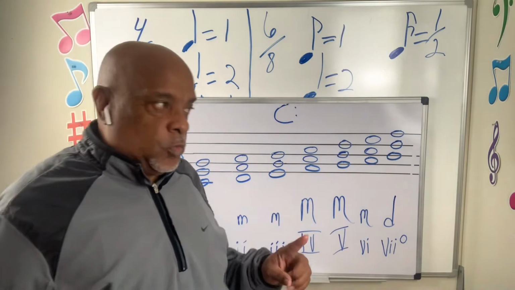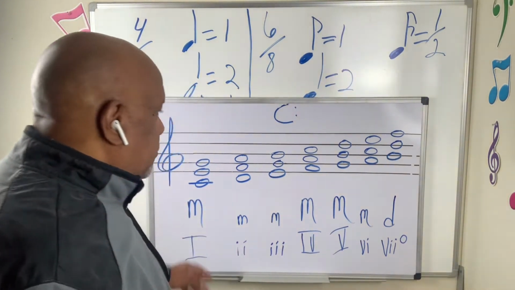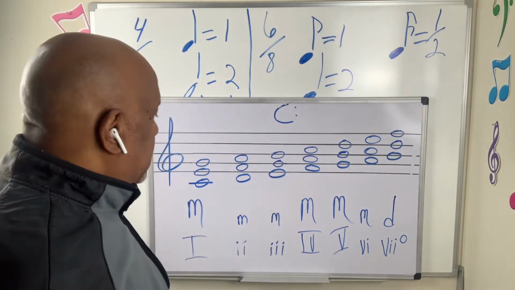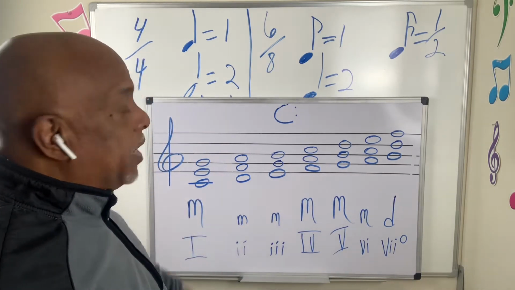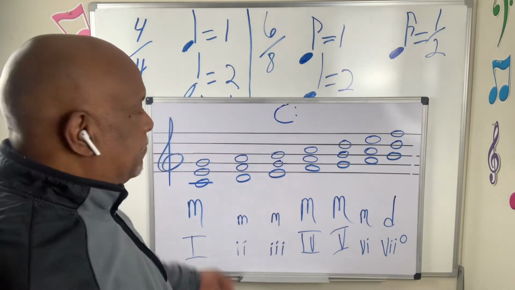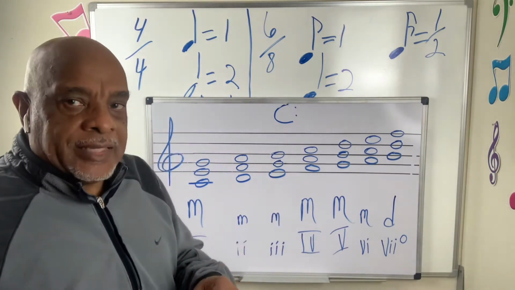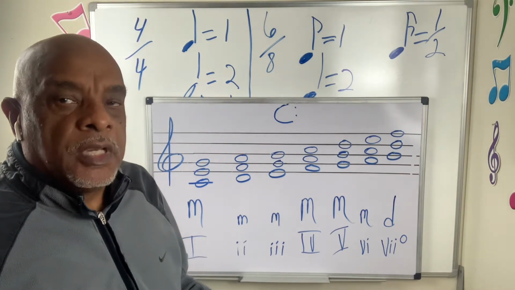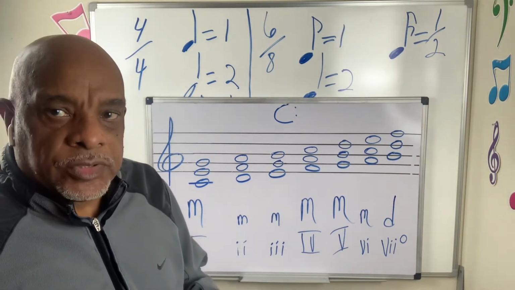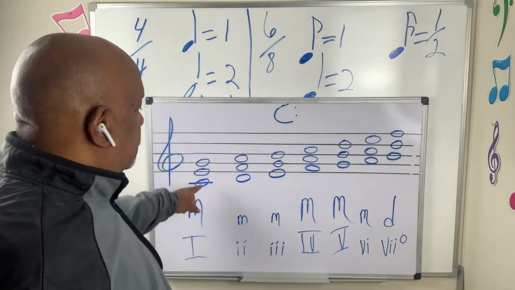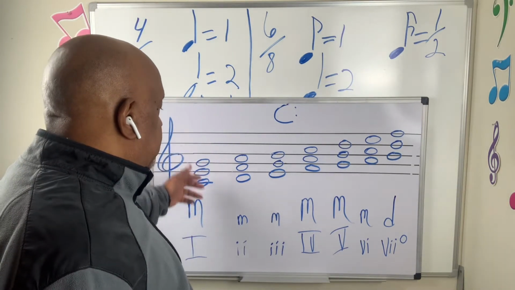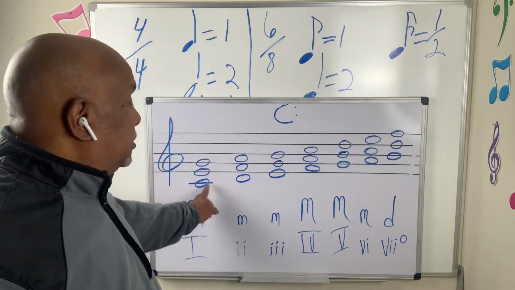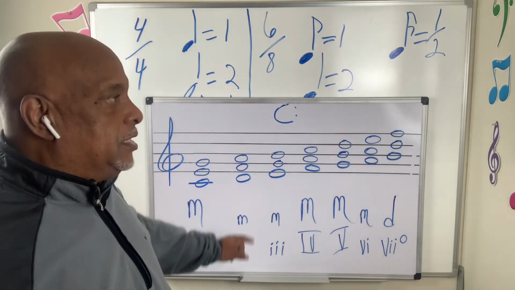Now, just as a quick review, we have our C scale. The first one is a major chord, 1, 3, 5. Remember that triads are built in thirds. So the third up from C is E, and the third up from E is G. That's a major chord. The second scale degree in the key of C is D.